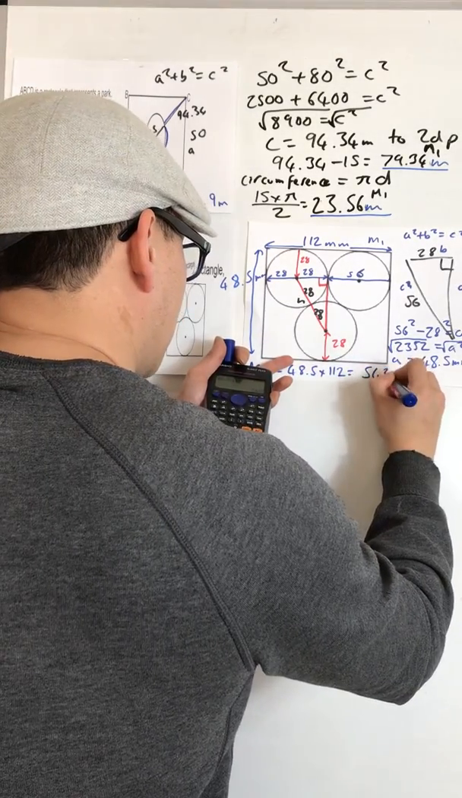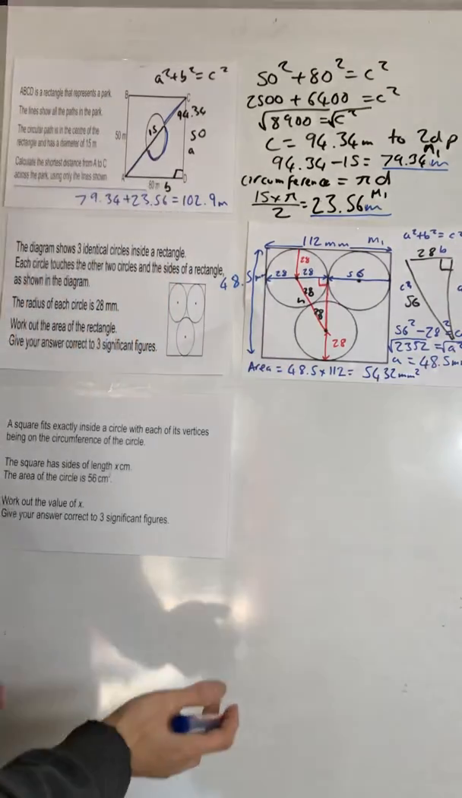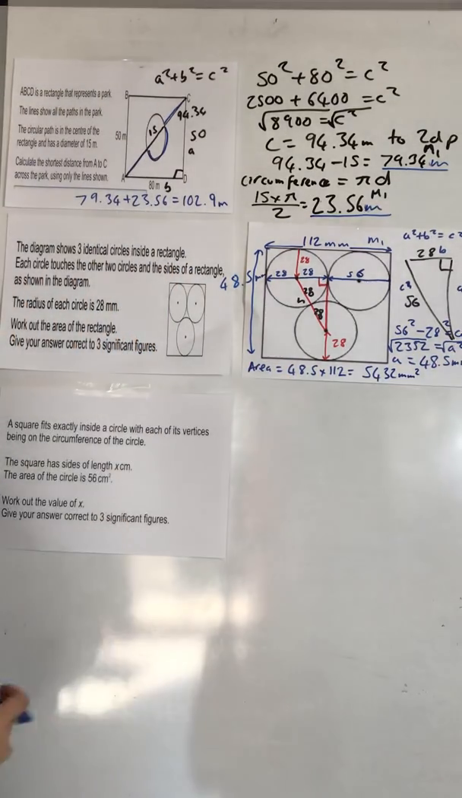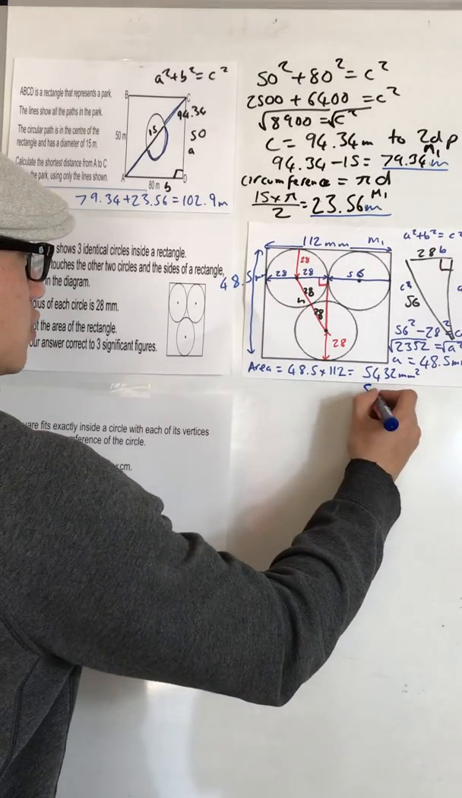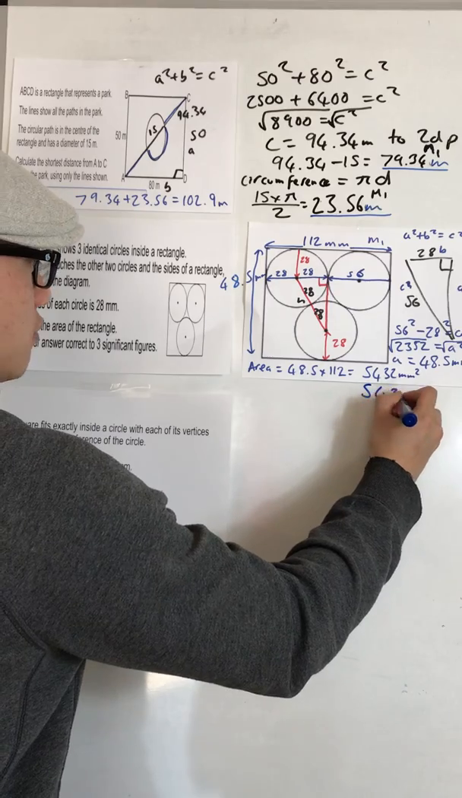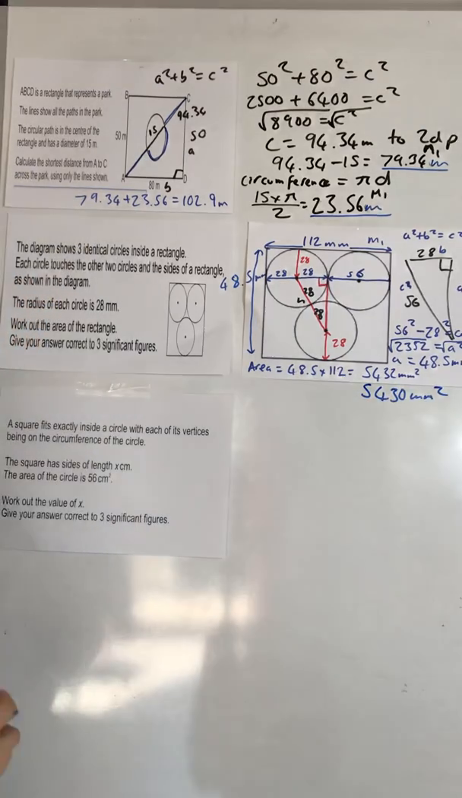Equals 5,432 millimeters squared. If they want, that should be fine. There might be some rounding errors. They do want it to three significant figures, so that's got to be 5,430 millimeters squared. Right, that's kind of straightforward, hopefully for you guys.